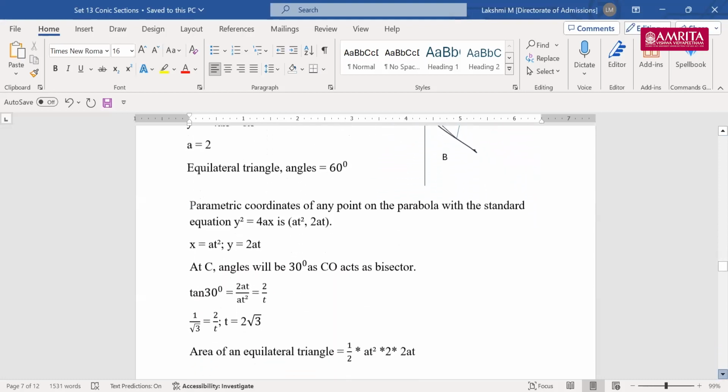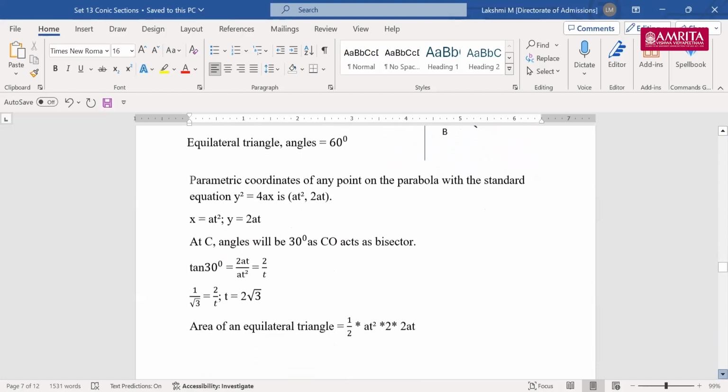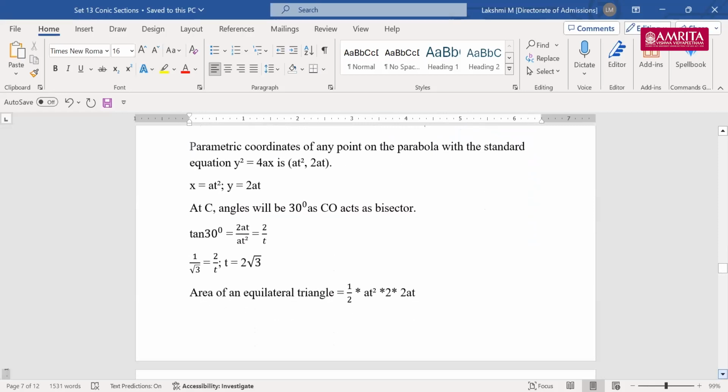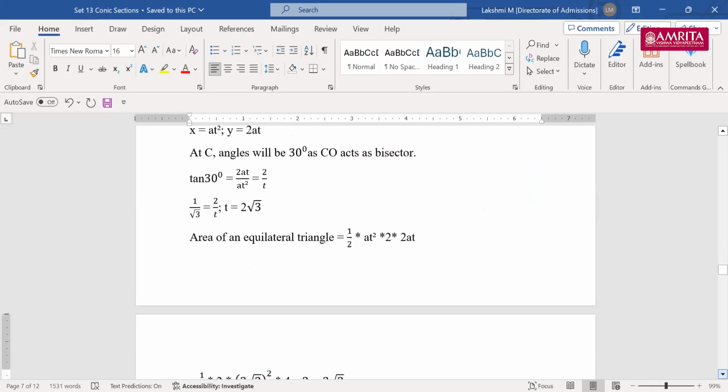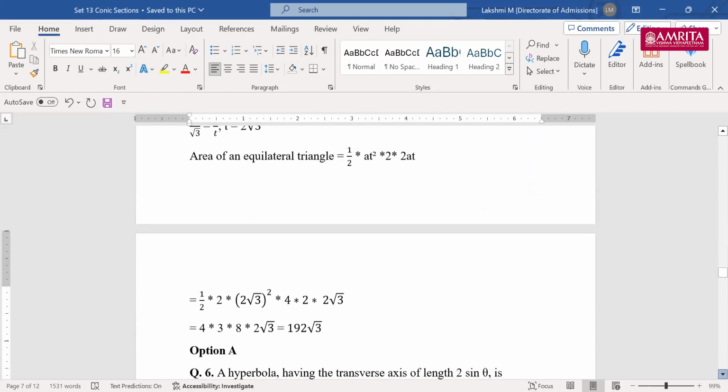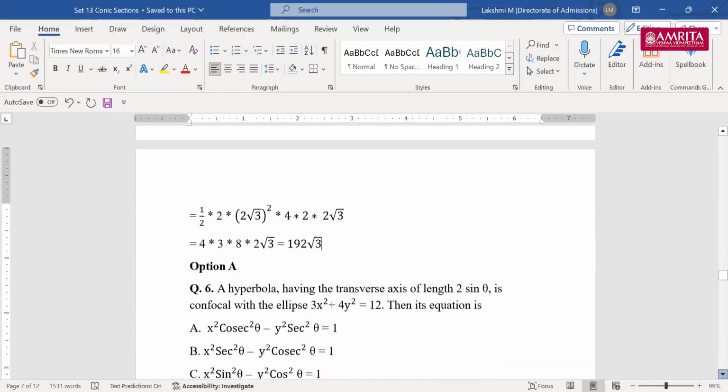It's 80 square to 80. So it's 480 and 80 square. So half into 2 into 280 into 80 square. You have to find out the value of t. A is already there, so just take one angle. You have the value, so once it's there, you could just substitute and you have the answer.